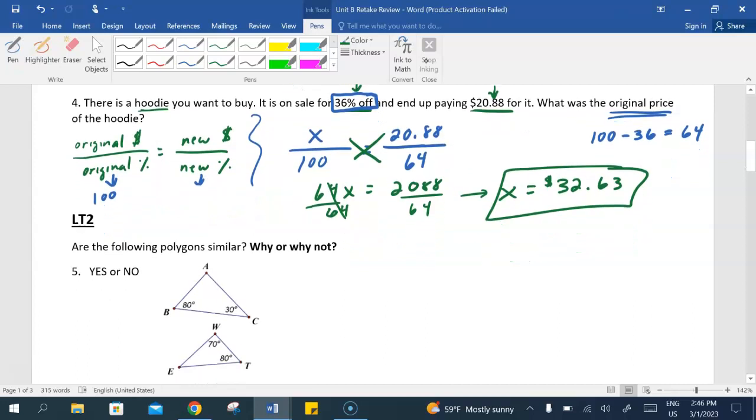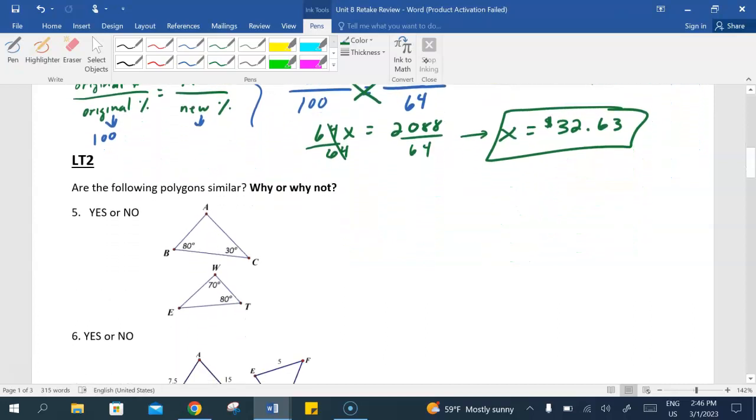All right. Next is learning target 2, which is just proportions, which you just saw in that last problem. For learning target 2, in order for you to decide if two figures are similar, you need two things. You need all of the angles to be congruent, and the scale factor to be the same. Sometimes you're going to be given sides and you have to figure out the scale factor. Sometimes you're just going to be given angles and you just talk about the angles.